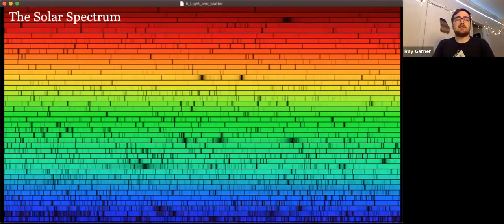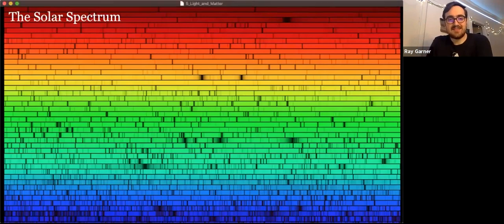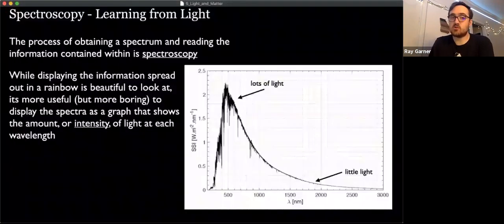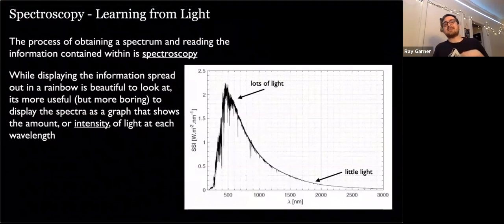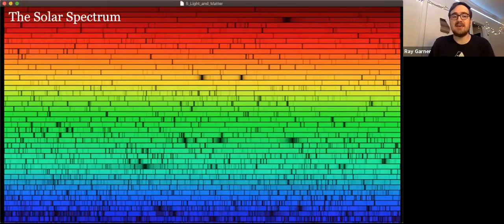So this is what you would get if you were to take the sun's light, put it through a prism, and break it up into the colors of the rainbow. So now we've got to explain, what are these dark lines here? That is the job of spectroscopy. The process of obtaining a spectrum and reading the information contained within is spectroscopy. And while displaying the information spread out in this beautiful little rainbow is very gorgeous to look at, it's not actually the most scientifically helpful way to look at things.